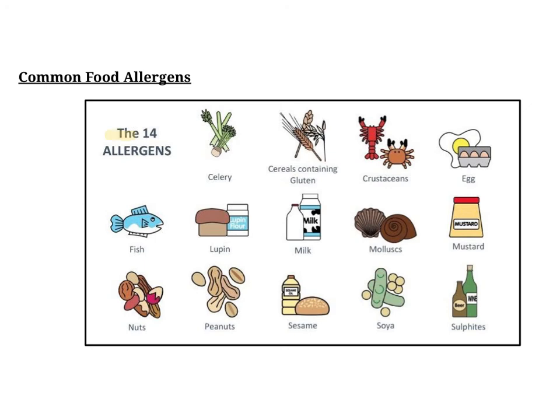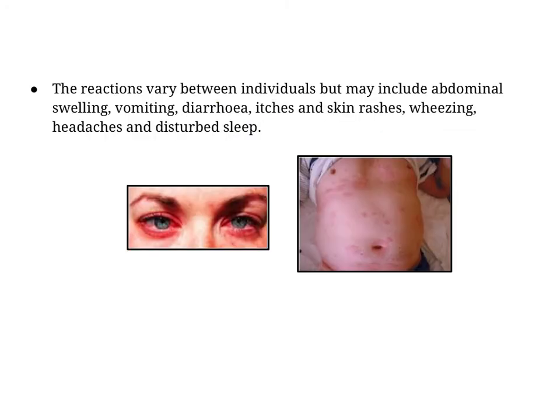As mentioned, these are some of the top 14 food allergens. So we have sesame, milk, fish, nuts, egg, sulfite, soy, peanuts, etc. Now the reactions vary between individuals, but may include abdominal swelling, vomiting, diarrhea, itches and skin rashes, wheezing, headaches, and disturbed sleep. So these are the signs and symptoms if an individual is not having an anaphylactic response and it's more of a non-life-threatening allergy.